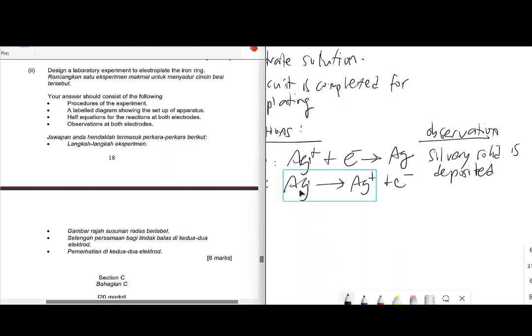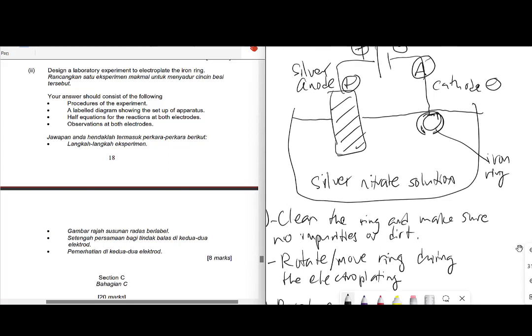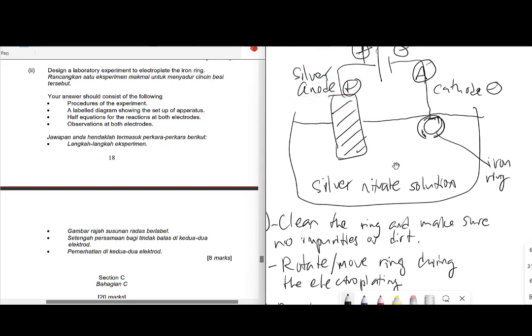Now what happened at the anode? At the anode, you form positive ions here, but for this silver, you can actually see what happened: the anode becomes thinner. The silver anode becomes thinner because it dissolves. If I go back to the diagram just now, this plate will become thinner and thinner because it's dissolving and forming Ag+. And then the Ag+ is coated on top of the iron ring.